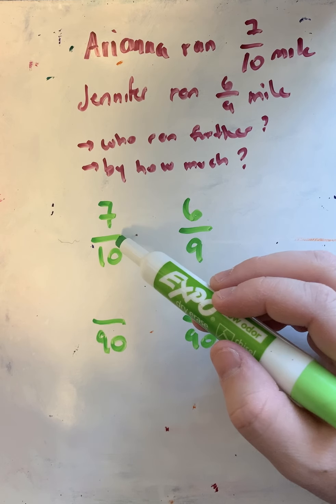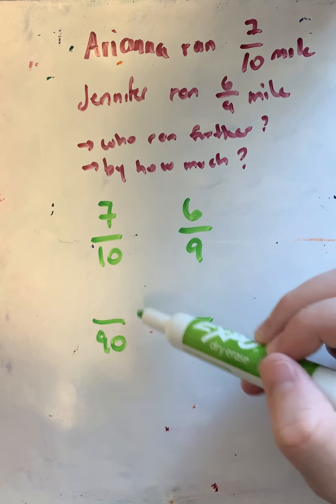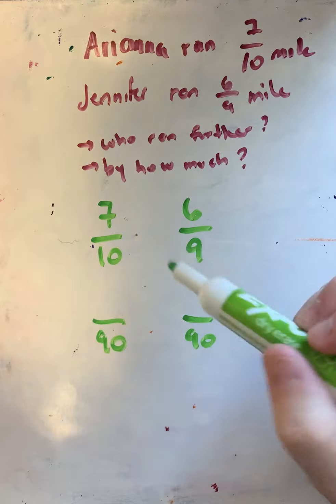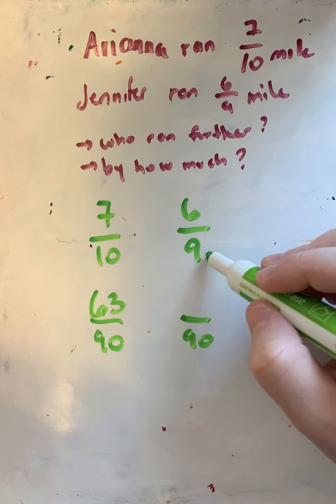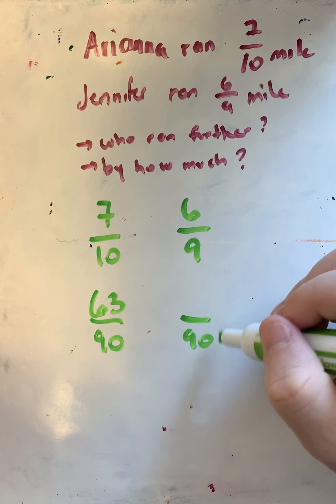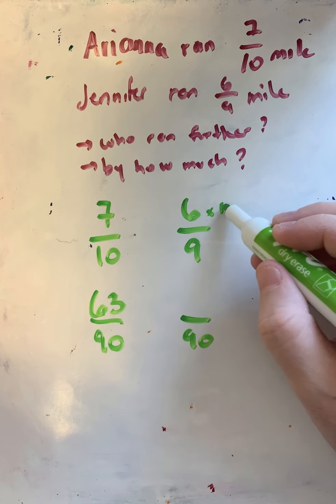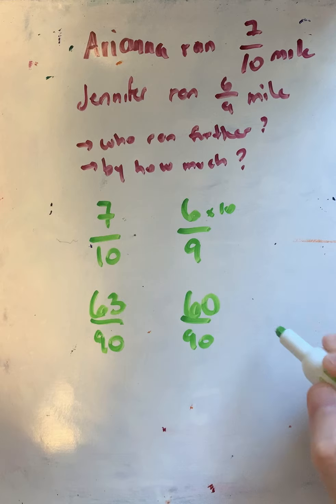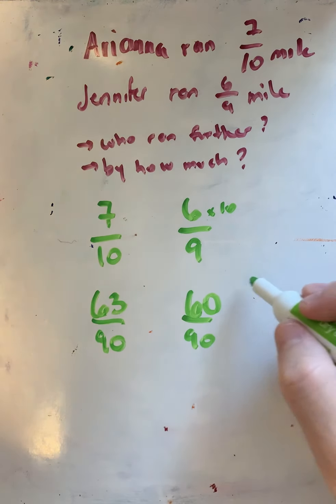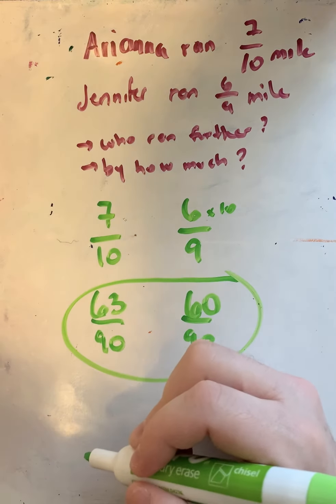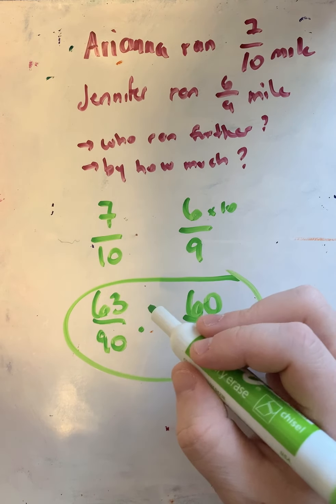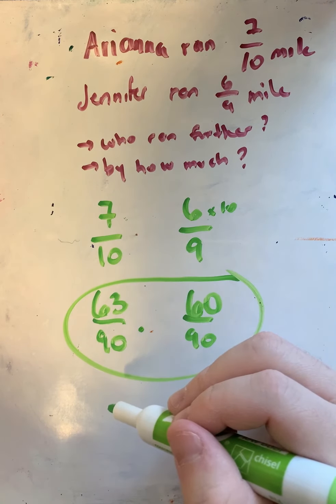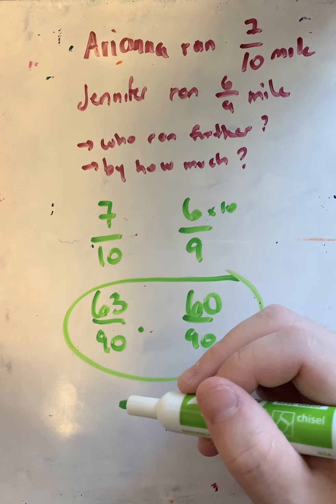So from 10 to 90, we multiply by 9. So 7 times 9 is 63. 9 times 10 gives us 90. So we're going to multiply this by 10, and that gives us 60. So now that we have that, oh, this is super easy, right? We know that Ariana has run further. How much further? Well, that's the next step.